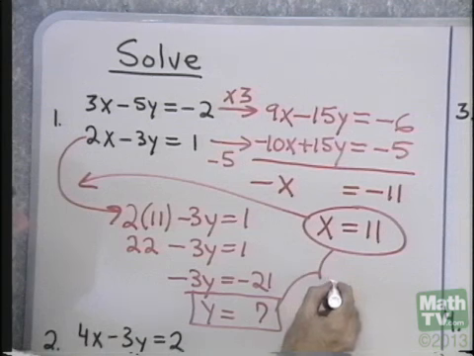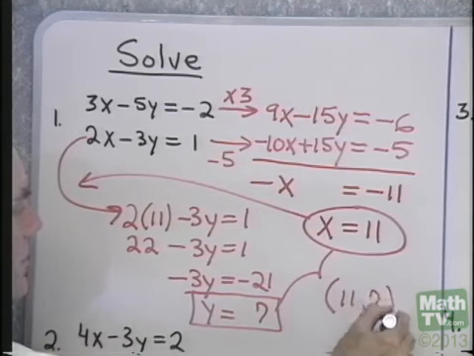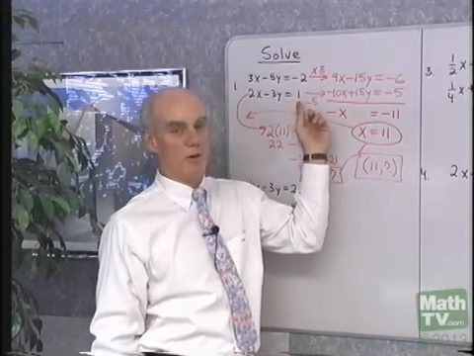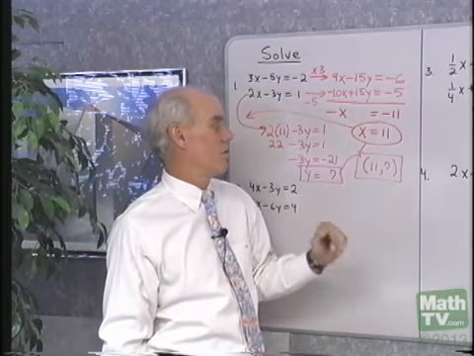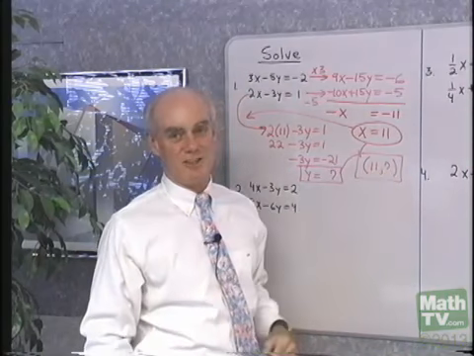So here is my solution to this system of equations. x equal 11, y equals 7. It's an ordered pair whose coordinates satisfy both equations. Now, if I was to graph both of these equations, you would see that they intersect at the point 11, 7. Let's look at another system.